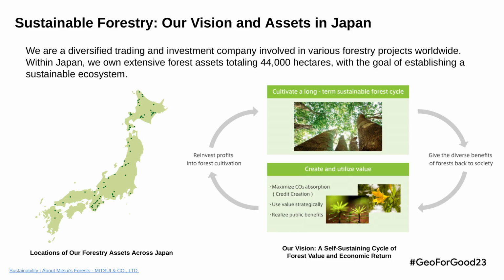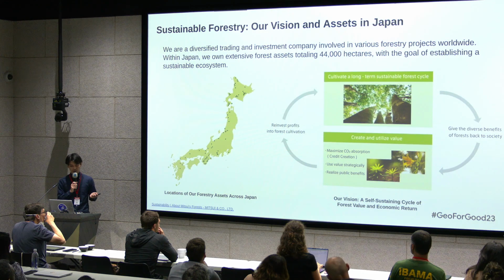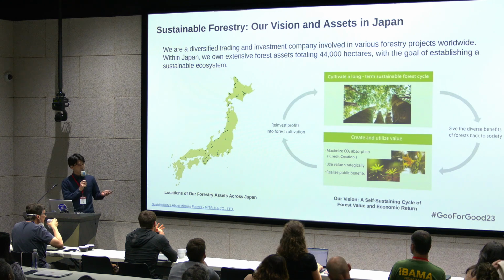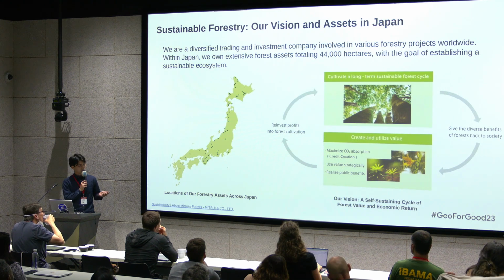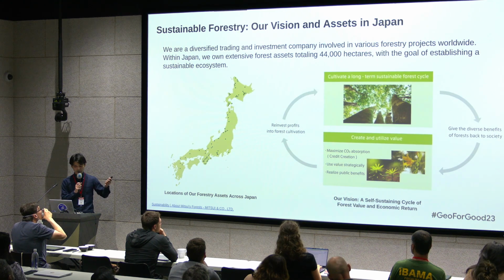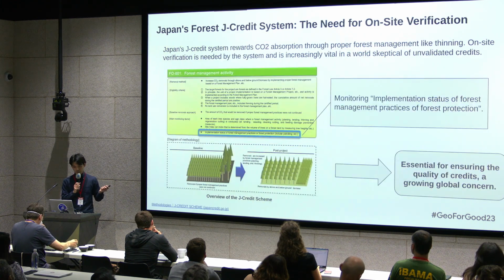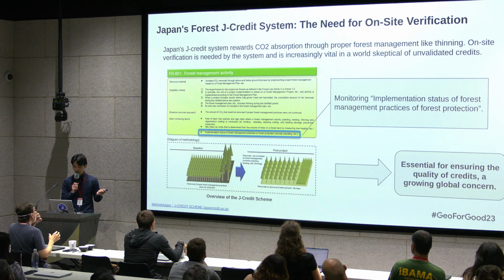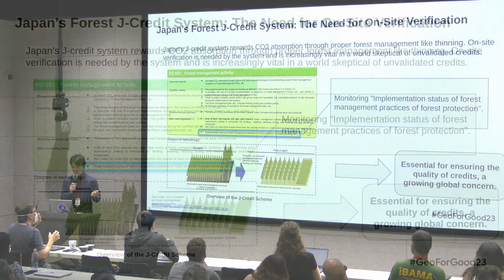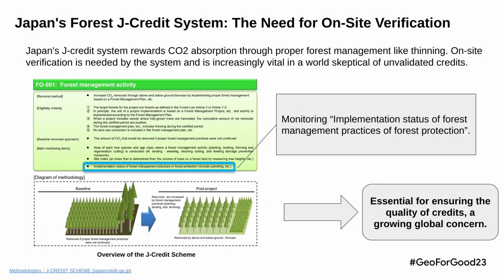Our goal is to realize a sustainable cycle that maximizes the various values of a forest and ensures that these values are given back to the forest. For that purpose, we are creating credits through the domestic forest J-credit scheme with forest owners in Japan.